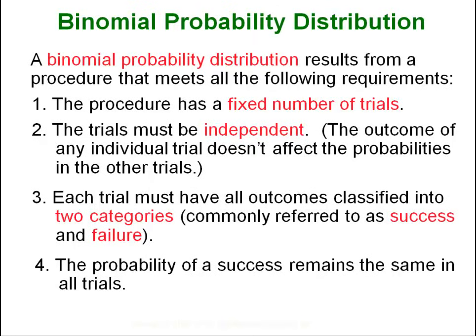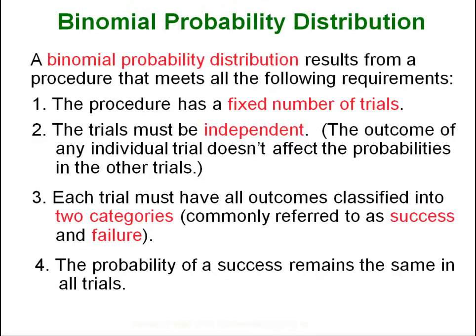Each trial must have all outcomes classified into either successes or failures, right? They're your two categories. So every time you run the experiment, the result you get has to go into one of those two categories. But as I said with my previous example, it's very easy to force a multiple category situation into two categories where you can just call them success and failure, and you just define what a success is. Multiple different outcomes can be considered a success, and multiple different outcomes could be considered a failure. So you could group them into two different groups.